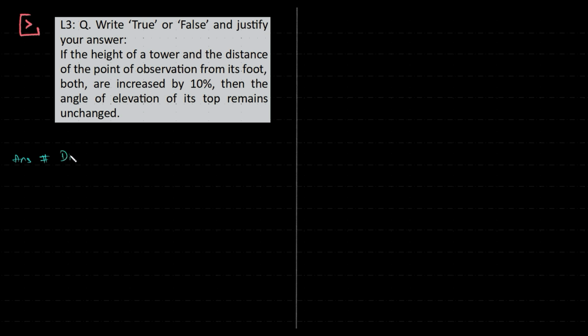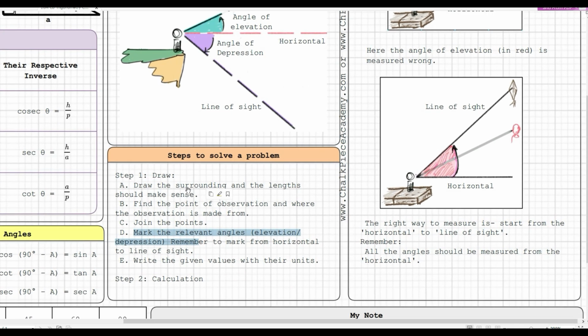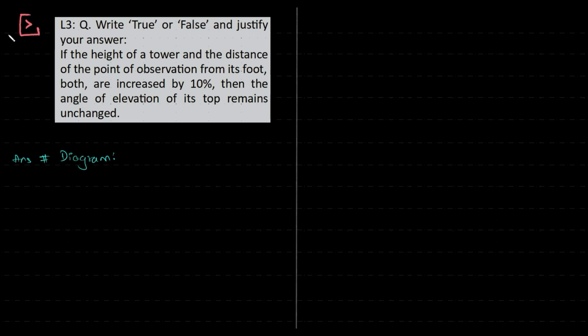Anyways, first thing is diagram, that though we can't miss out. So how do you draw the diagram? Draw the surrounding and the length should make sense. Find the point of observation and where the observation is made from. Join those points. So let's do those.